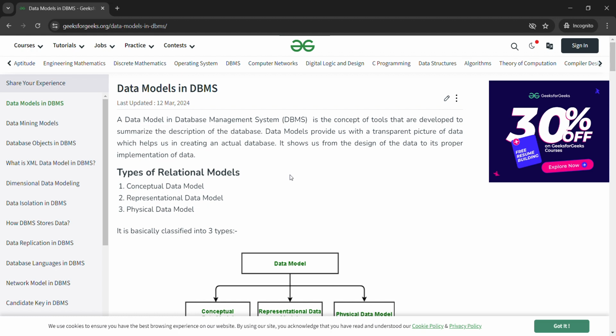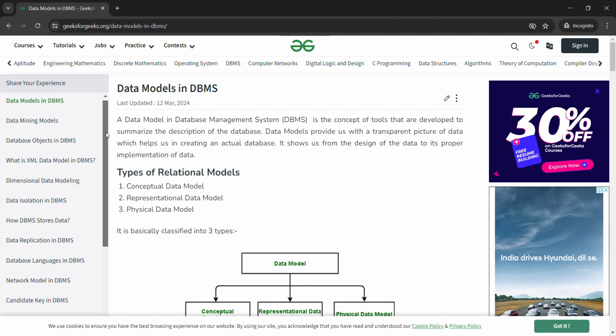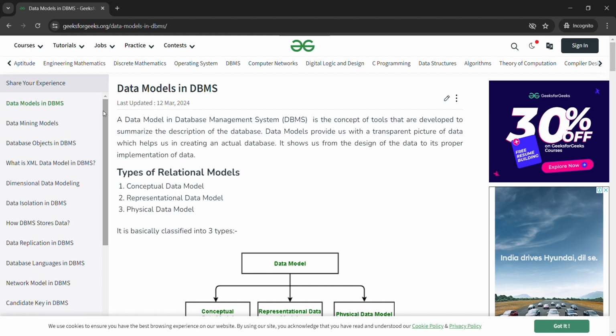Data models provide us with a transparent picture of data, which helps us in creating an actual database. It shows us everything from the design of the data to its proper implementation. In this tutorial we will cover the data models in DBMS, and if there is some time, we will also cover the data mining models, or else we will cover it in the next tutorial.